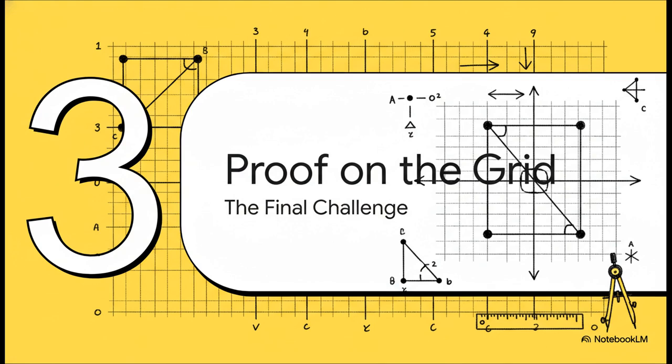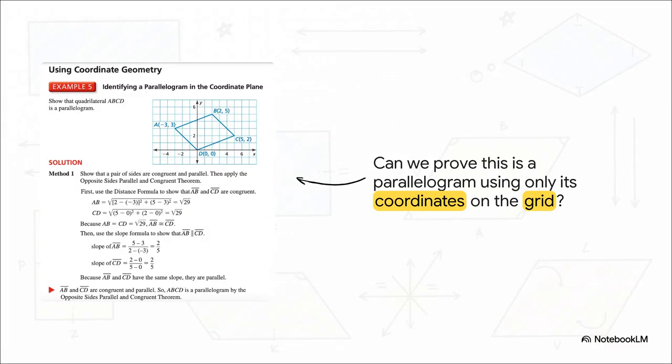So for our final challenge, we're going to up the difficulty a bit. We're taking away all the given lengths and angles. This time, our investigation is on the coordinate plane, where all we have are points on a grid. So here's our final suspect, quadrilateral ABCD. We've only got 4 points on a grid. Now, the rules haven't changed, but how we get our evidence has to. We've got to use formulas now.